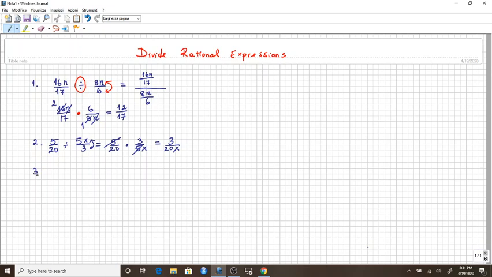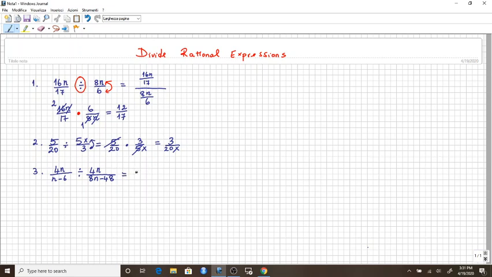Okay, let's go to problem number 3. Now we have 4n divided by n minus 6, and we want to divide this by 4n divided by 8n minus 48. So remember, try to do these problems by yourself now, and then check with me.